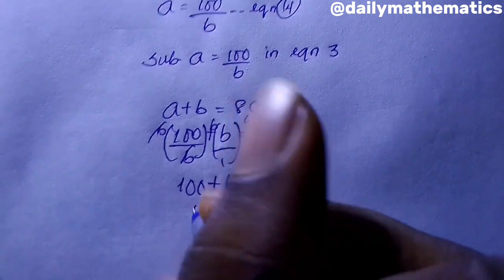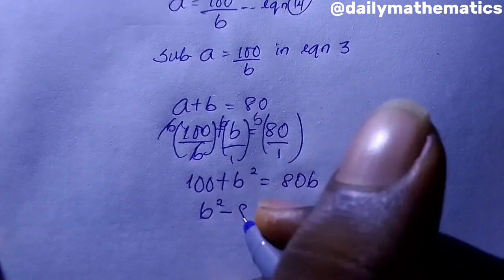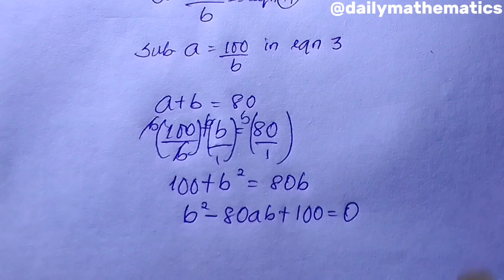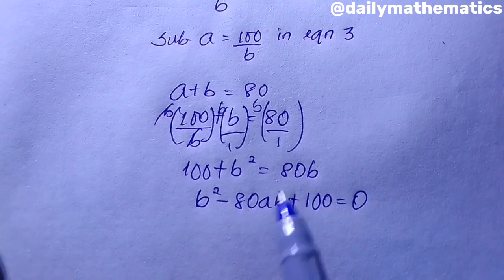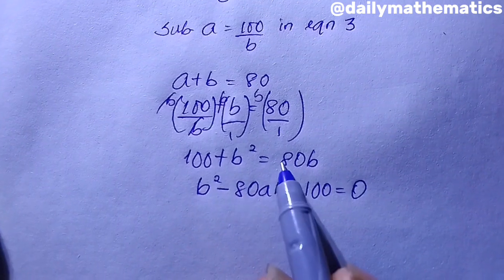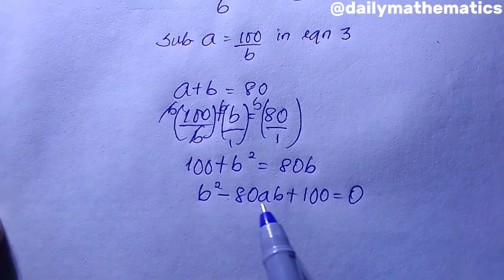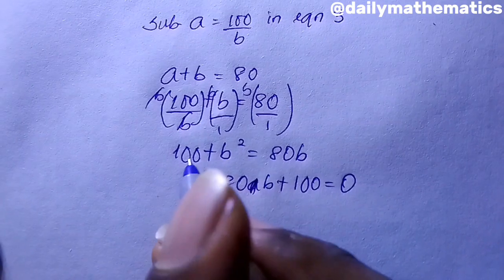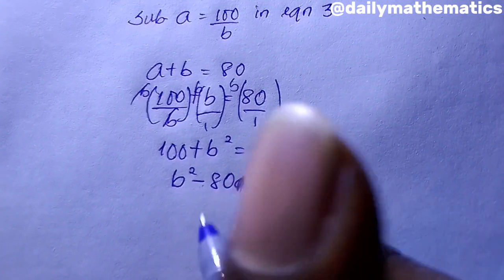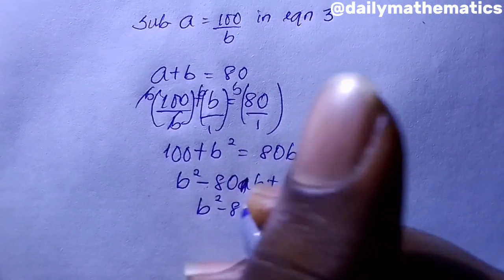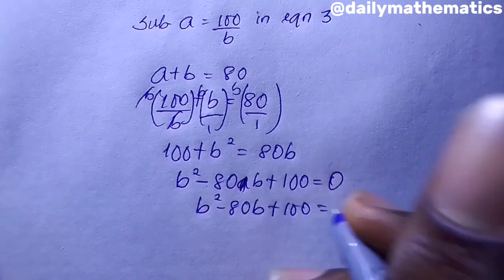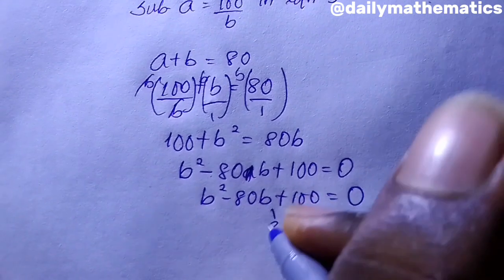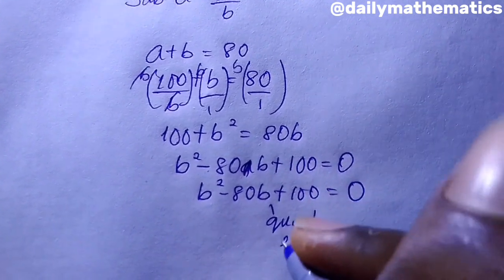So from here we have b squared minus 80b plus 100 equals 0. We're arranging it: this is plus, and when it comes here, it becomes minus 80b plus 100 equals 0. So from here, b squared minus 80b plus 100 equals 0. So we have a quadratic equation.